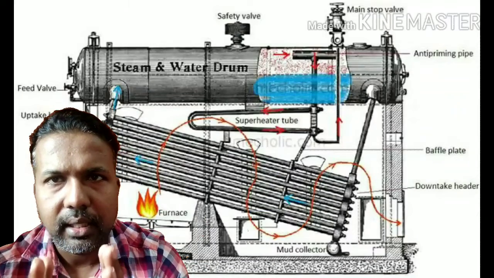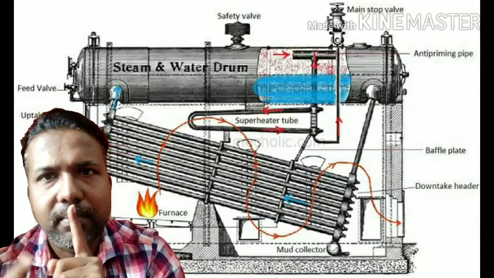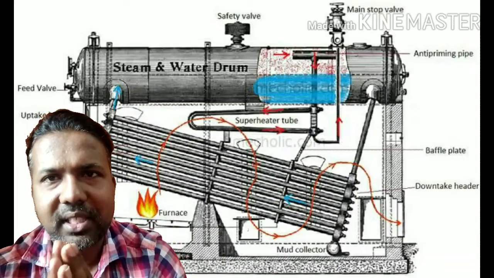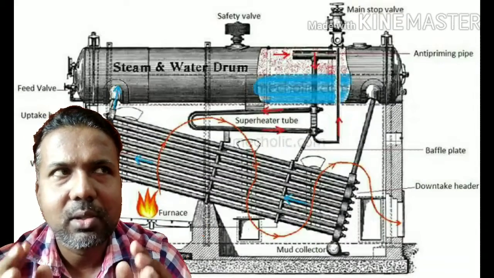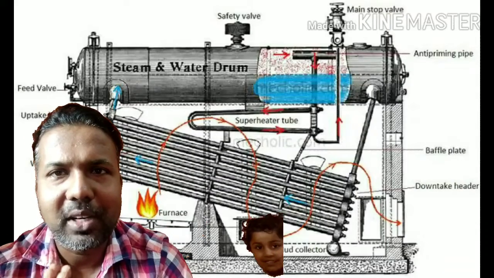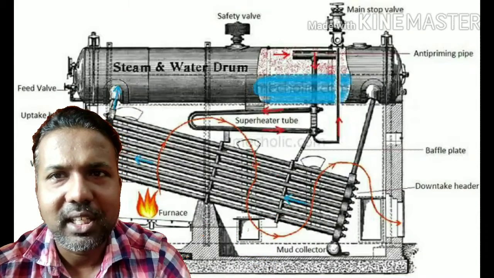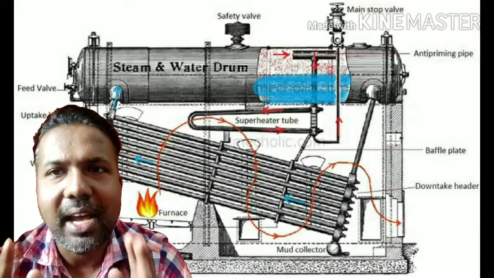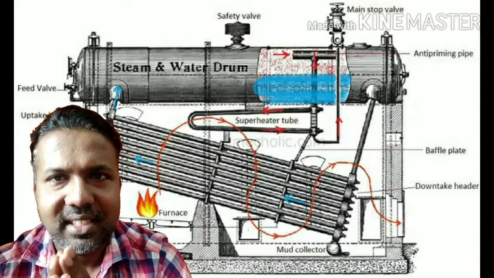In the turbine we are using this superheated steam for electricity generation. Now let us look at the application of the Babcock and Wilcox boiler. The Babcock and Wilcox boiler is generally used to produce high pressure steam in power generation industries.